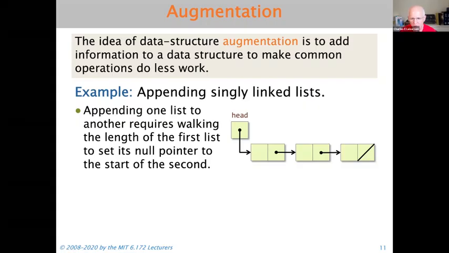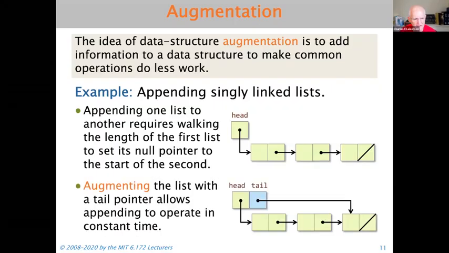Now, you don't have to walk down the second list, but if the first list is long, it can be expensive to do that walk down the first list. So we can augment this data structure to make it operate faster. In this case, we'll augment the list with a tail pointer. And now it turns out we can do the append operation in constant time.